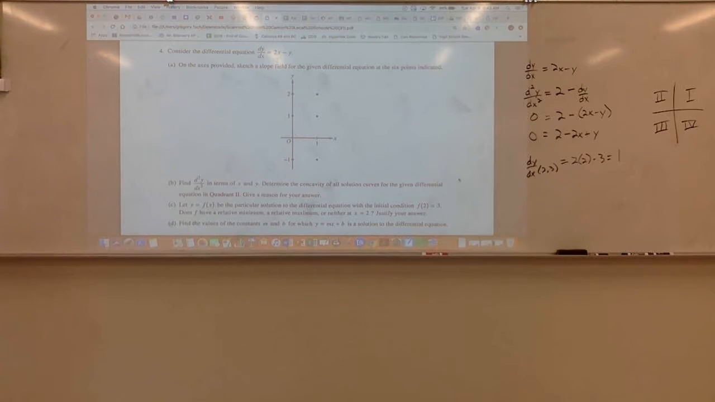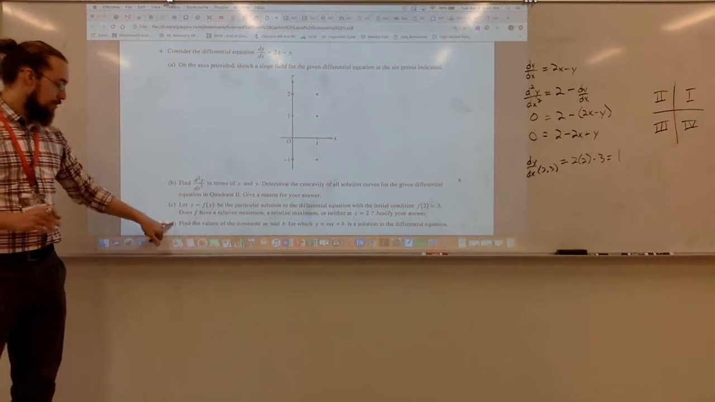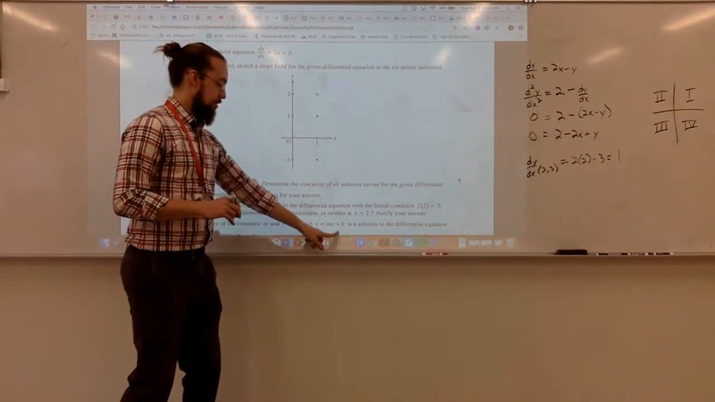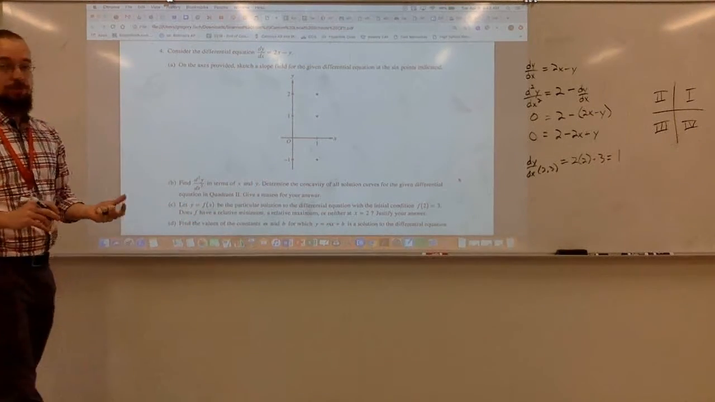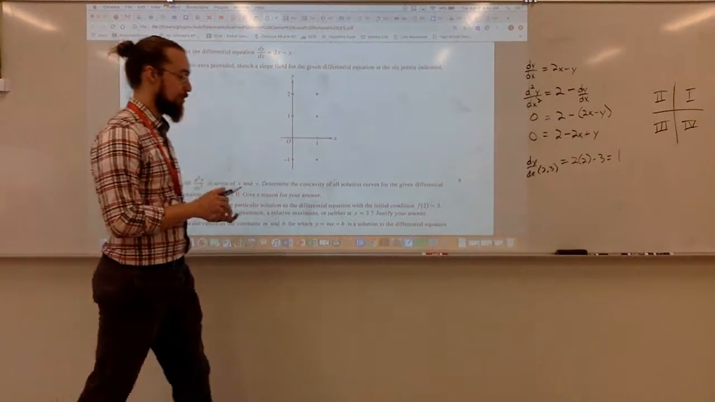Now D is just weird. I think it makes no sense. This one is really, really weird. So what it's saying is y equals mx plus b is a solution to this differential equation. Right? So this line is a solution.